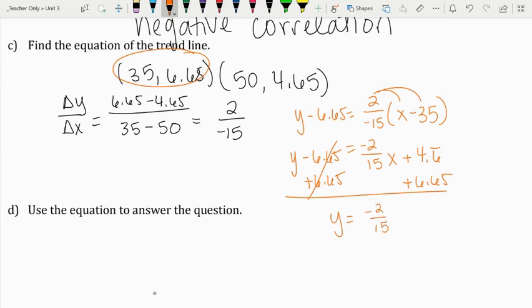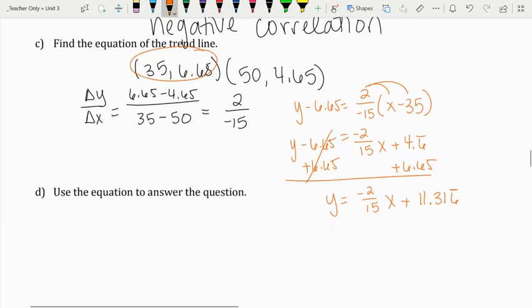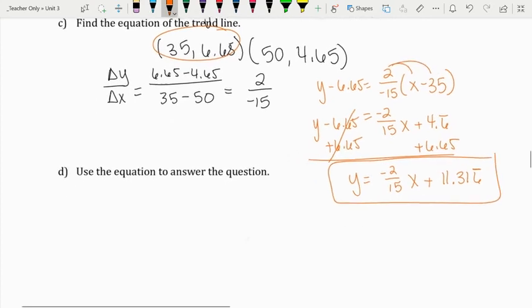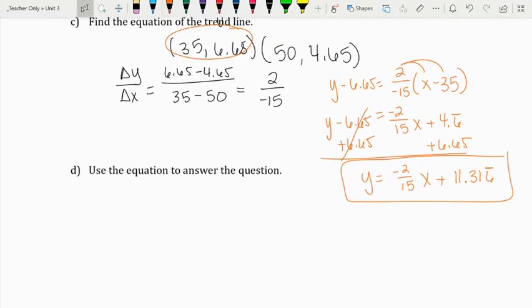Okay, so we have negative 2 over 15x, and then this would be 11.316 repeating. I'm okay if you put 11.3. I mean, this is definitely the most precise answer because it's 3, 1, 6, and then the 6 repeats. All right, so if you did pick other ones, you're going to have a slightly different equation here, but you would have a negative slope and then a positive b. So that's a really crucial part of it.